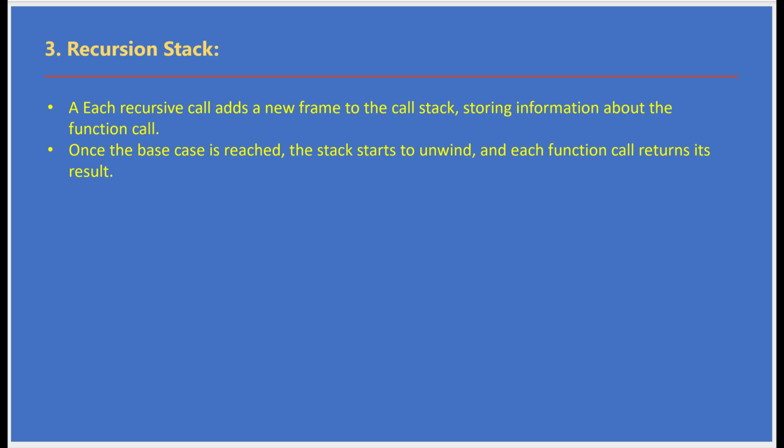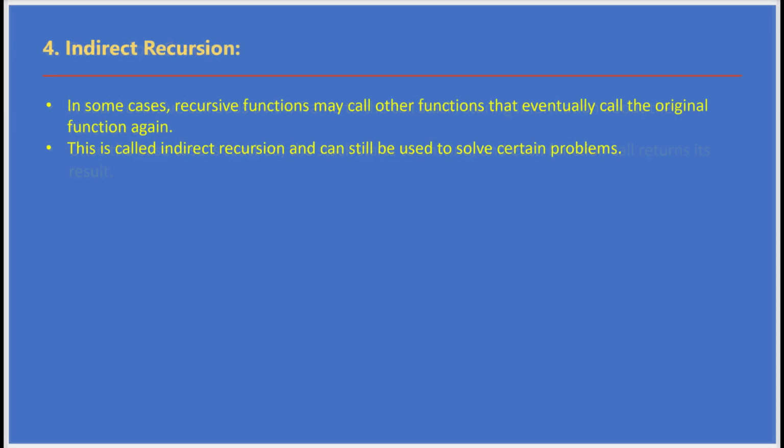This is a storage space where JavaScript keeps track of all the function calls. Once the base case is reached, the stack starts to unwind, and each function call returns its result to the previous one. Sometimes, recursive functions may call other functions, which in turn call the original function again. This is known as indirect recursion.